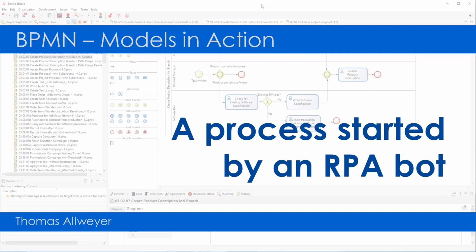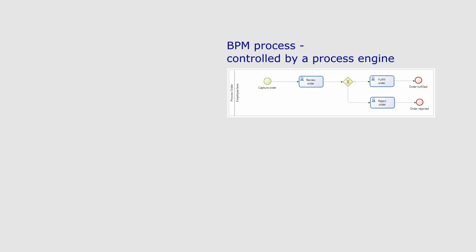This video is about connecting a business process management system and a robotic process automation system. I'm using the community version of Bonita as business process management system and UIPath, also the free version, as robotic process automation system. We are using a simple order processing example.